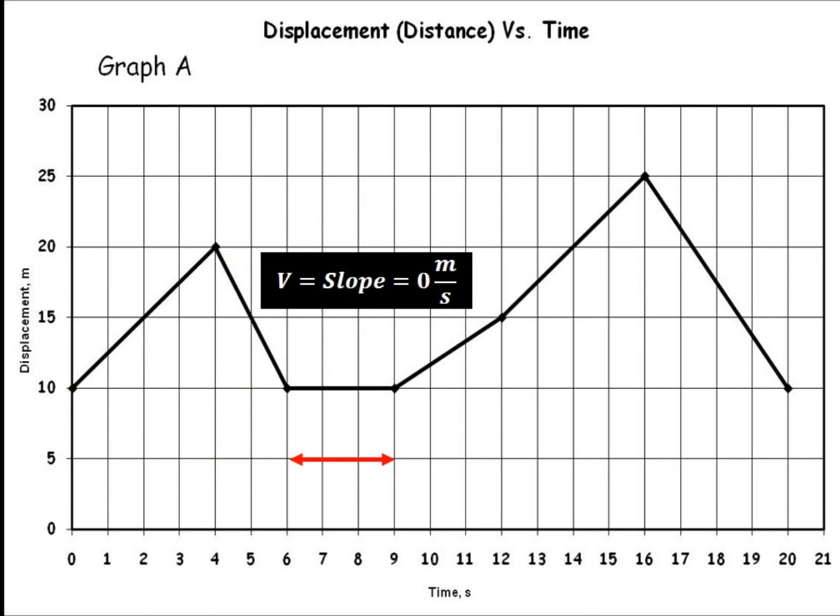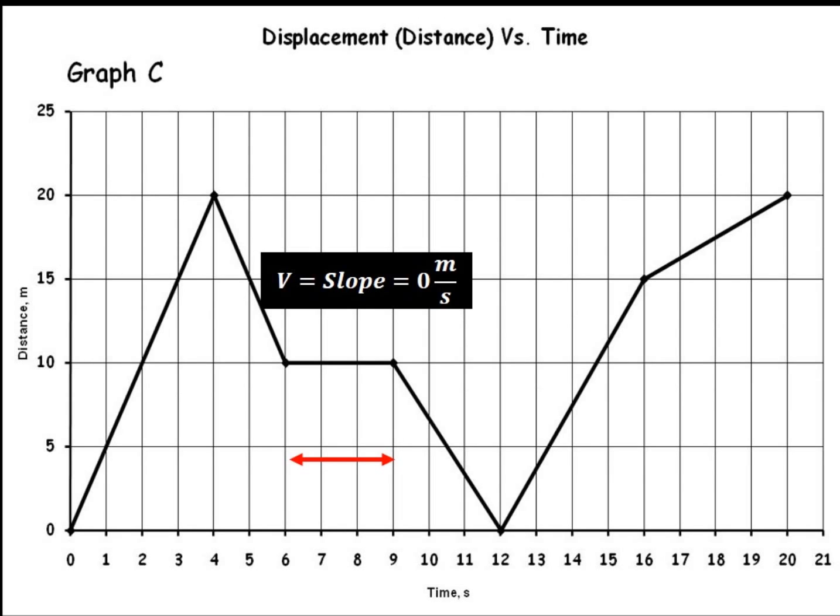Again, we're going to look at the slope. And here we see that it's a horizontal line, so there is no slope. So again, we said that the person's not moving. Well, if the person's not moving, their velocity or speed is 0. So in this case, if the person's not moving, their velocity is 0.